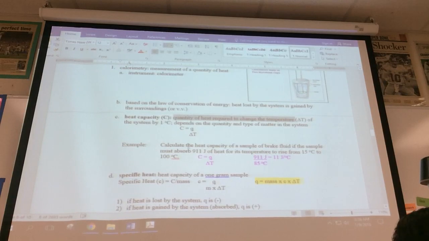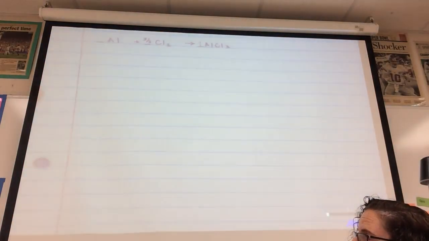In the first example, it says calculate the heat capacity, so you're looking for C, of brake fluid if the sample must absorb 911 joules of heat. That's the Q. The unit for Q is typically going to be joules, although it could be in kilojoules, and you'll make a conversion. 1 kilojoule is 1,000 or 10 to the third joules. We'll scribble that down in a sec. For its temperature to rise from 15 to 100 degrees Celsius.